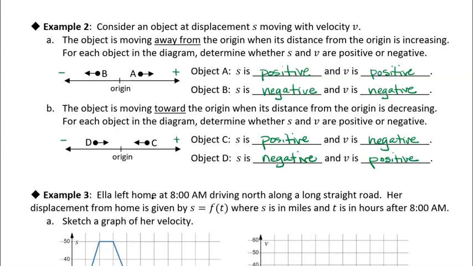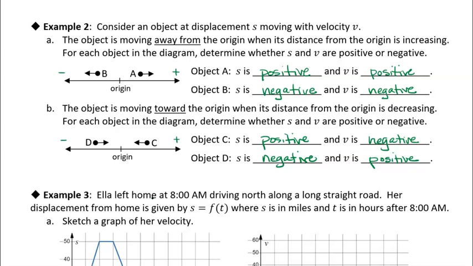Okay, so just to generalize here, you can see that when an object is moving away from the origin, the sign of its displacement and its velocity are the same, either positive and positive or negative and negative, right? The displacement and the velocity have the same sign. And when an object is moving toward the origin, the displacement and the velocity have opposite signs.